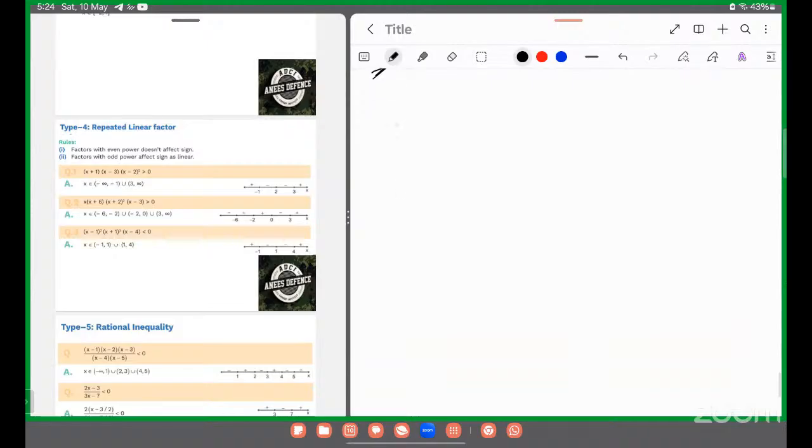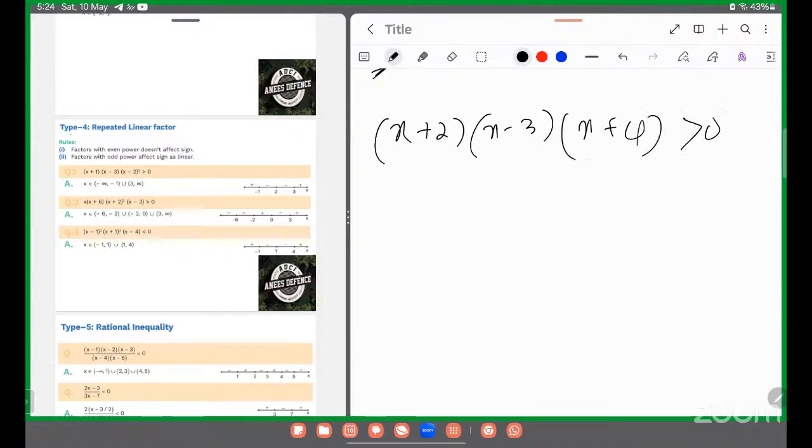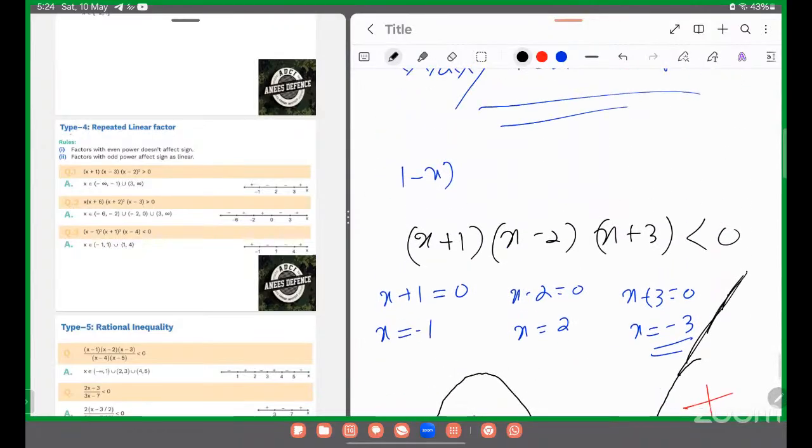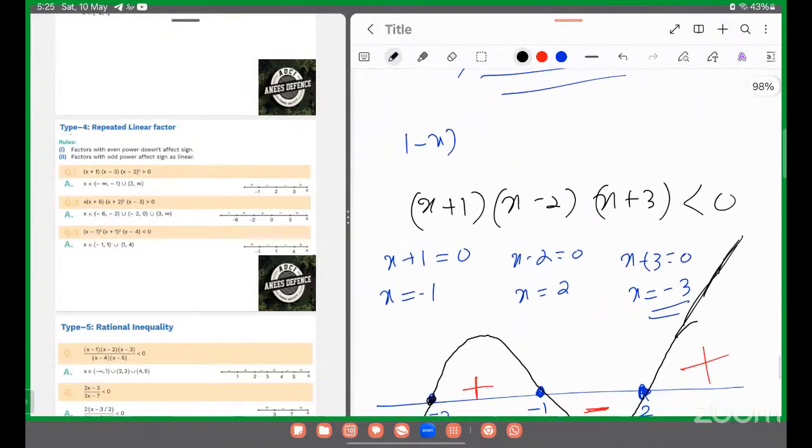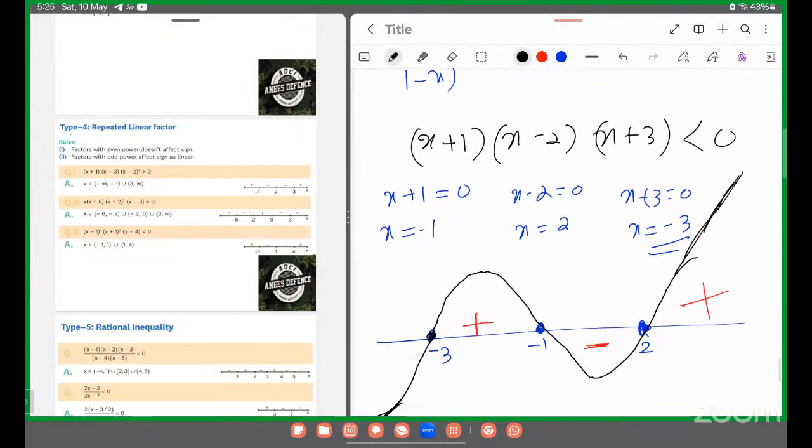Another example, (x plus 2)(x minus 3)(x plus 4) greater than 0. But in the previous question, (x plus 1)(x minus 2)(x plus 3) less than 0, which regions satisfy that condition? Less than 0 means this region will satisfy and this region will satisfy. This cannot satisfy because that is plus. Here also it cannot satisfy because that is plus. Because we require a value less than 0, that means a negative value.